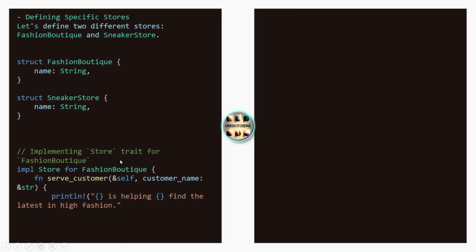Implement Store trait for FashionBoutique. So we use impl Store for FashionBoutique. And here we're going to take this function coming from the trait. Because it's defined in the Store trait, we got the signature, and the logic inside will be specific to FashionBoutique. And here we're just going to print self.name, the name of the salesperson helping the customer name, and here it's going to be printed with this formatting.